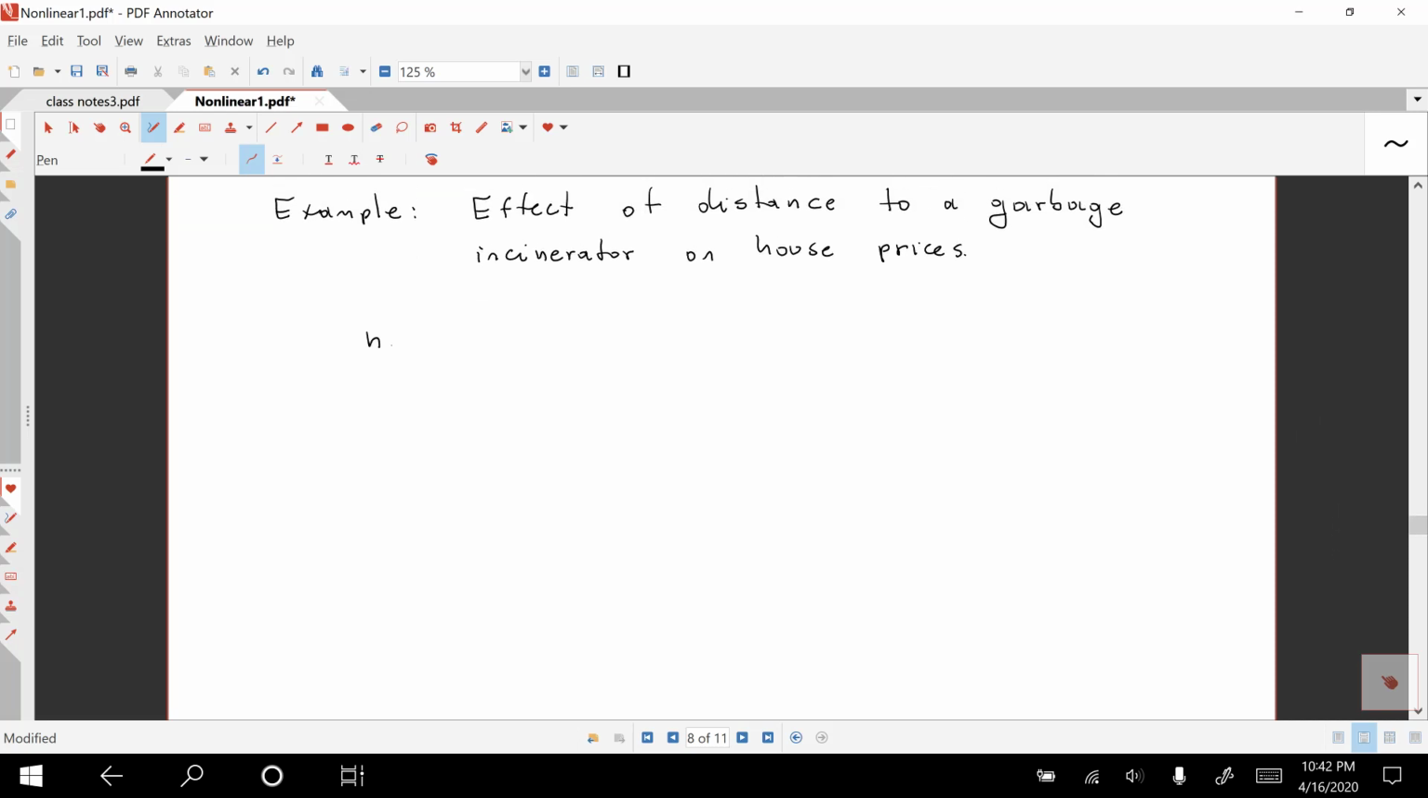So the model that was estimated is a model where we have an intercept. So we have the house price and we have the log of distance. And the units are, well, house price is given in dollars.